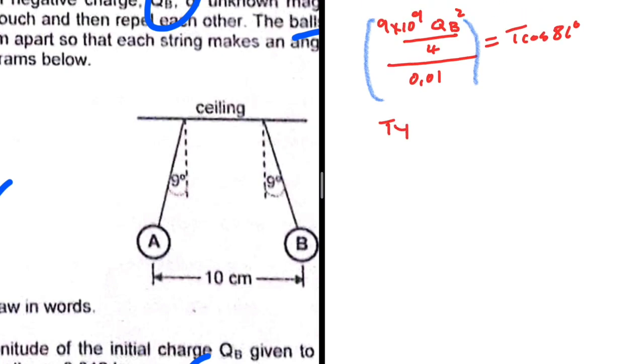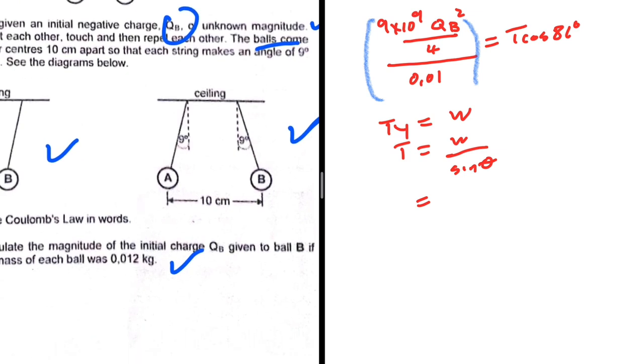So Ty is equal to the weight. So T should be the weight divided by sine of theta, because Ty is T sine of theta. So T, the weight, what is the mass? 0.012 multiplied by 9.8 divided by sine of theta. So this is sine of 81. This is equal to, the numerator 0.012 multiplied by 9.8 divided by sine of 81.